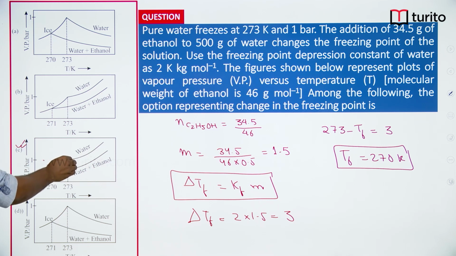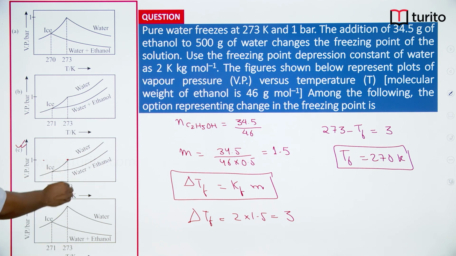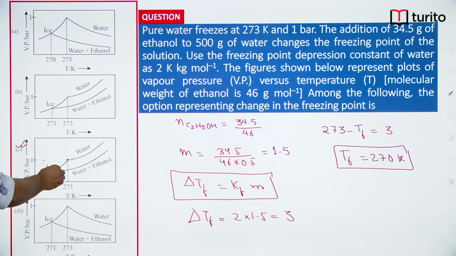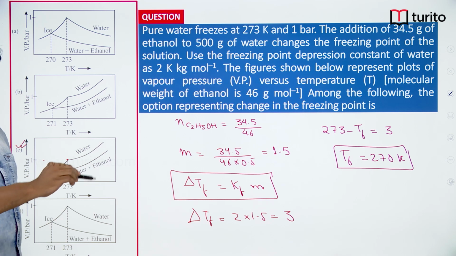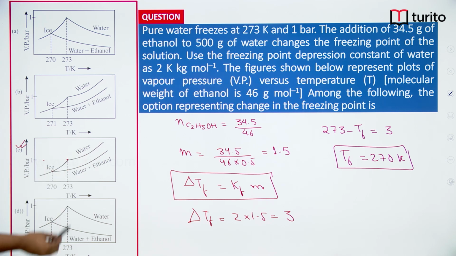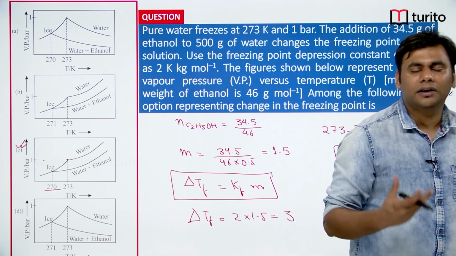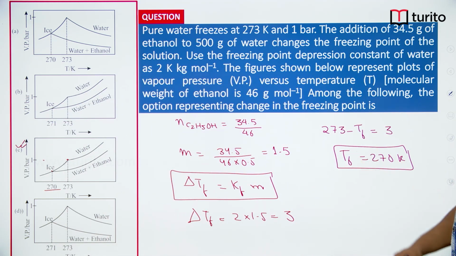At this point there is an equilibrium between ice and water. So this is the freezing point. Initially the freezing point was 273. Now this mixture, water and ethanol, is intersecting with ice, so this will be the equilibrium between the water in the water-ethanol system and the water solid, that is ice. So the freezing point is 270 Kelvin. So the answer would be C in this case. You can look at these questions, they are not difficult at all, just a very good interpretation is required.